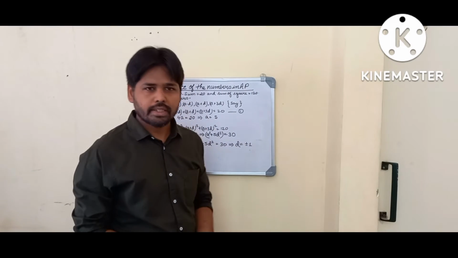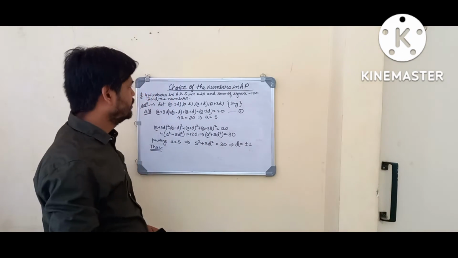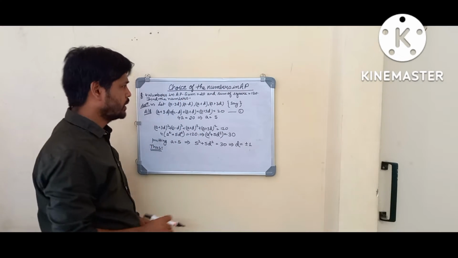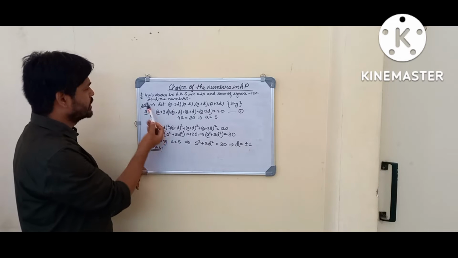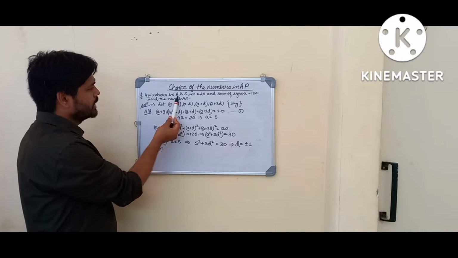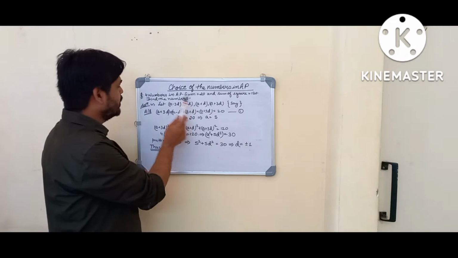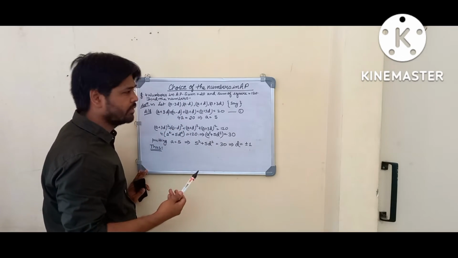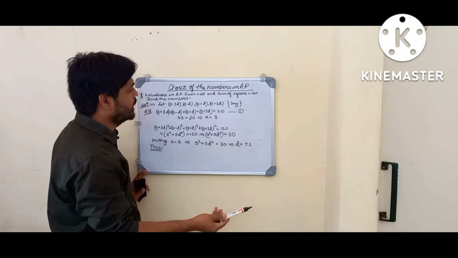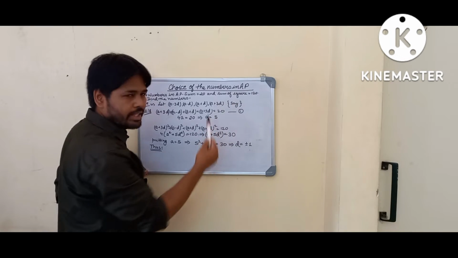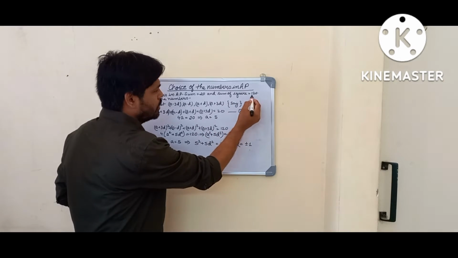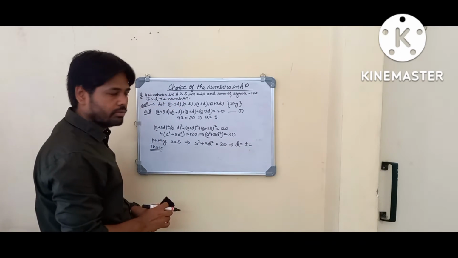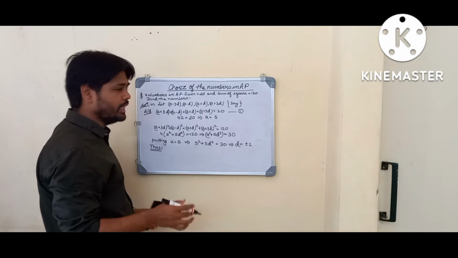Friends, let us see an example where we will be making the choice of the numbers in an AP. Suppose we have been given a question like: four numbers are given in AP and the sum of these numbers is equal to 20, and in addition we have been given that the sum of the squares of these numbers is equal to 120. We have to find the numbers which are in AP.